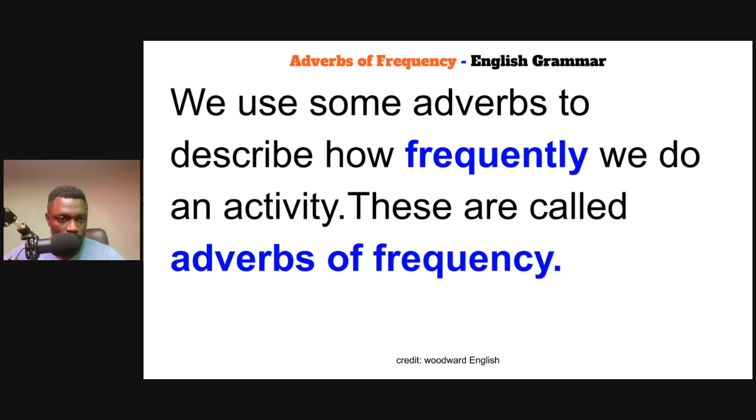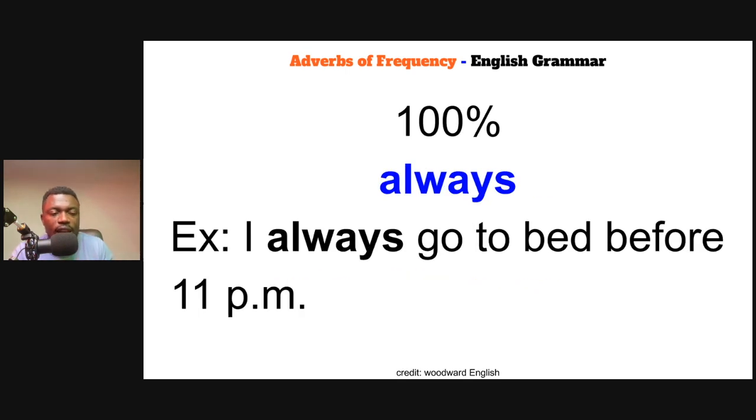We use some adverbs to describe how frequently we do an activity. These are called adverbs of frequency. Frequency means how often something happens. There are several types of adverbs of frequency, so pay attention, because I will ask a question, and then we will do a small test at the end.